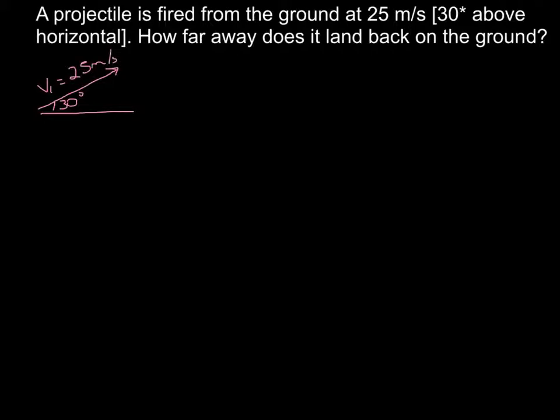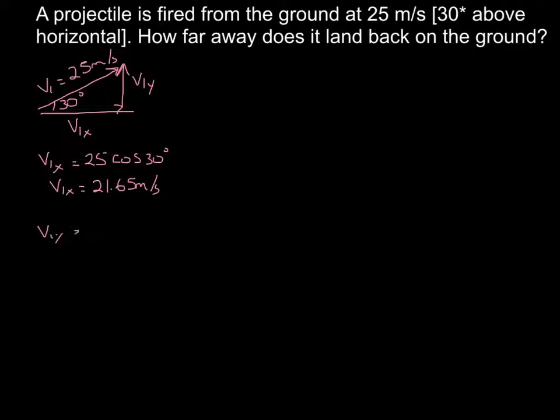We're going to need to break up that vector, that 25 meters per second, into a component that goes horizontal and a component that goes vertical. So here's v1y, here is v1x. We need to find out those two components. So let's start with v1x. v1x is then going to be 25 times the cosine of 30 degrees. And we can work that out, and we'll find v1x is 21.65 meters per second.